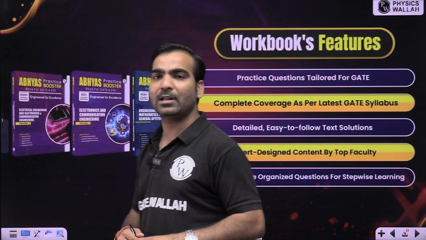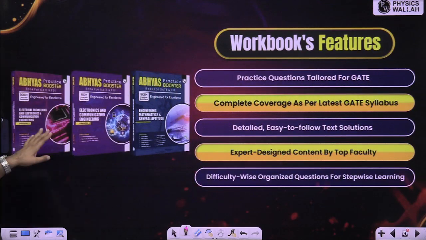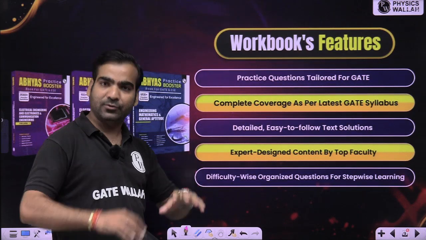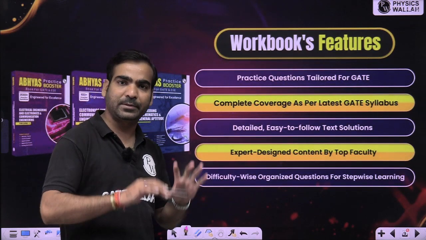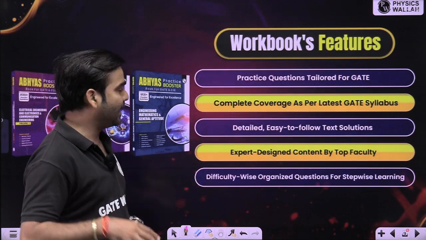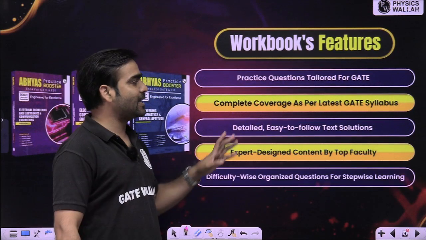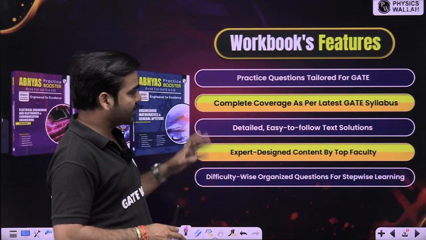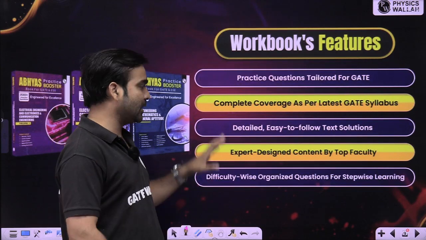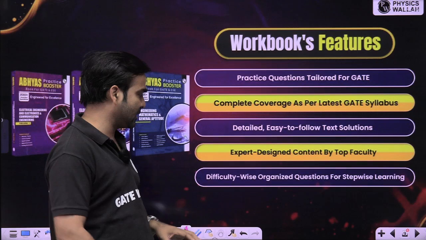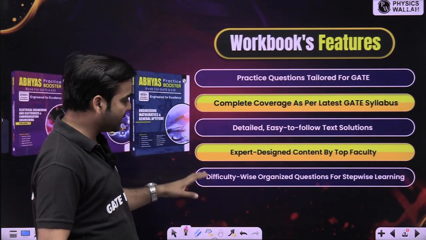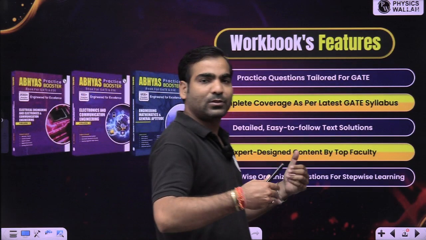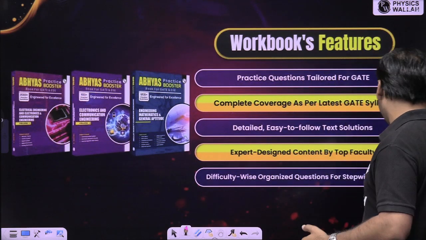Now let's come to the Abhyas book. There are 3 books in the Abhyas. What will you get? Practice questions tailored for GATE. These are designed questions perfectly matching the pattern of the GATE examination. Complete coverage as per the latest GATE syllabus. Whatever the GATE syllabus is, according to that it is covered, all the topics. Detailed, easy to follow text solutions. Expert designed content by top faculties. Difficulty-wise organized questions, level 1, level 2 and so on, so that initially you solve easy questions, then you go for the difficult ones.